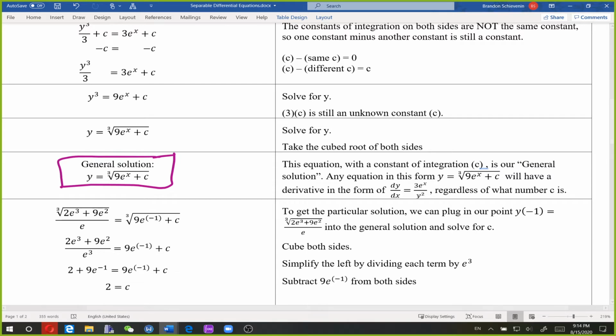So I'm going to substitute for y. Instead of y, I have our y value that we were given. And instead of x, I have our x value that we were given. X is negative 1 when y is cubed root of 2e cubed plus 9e squared over e. And then from there, we can solve for our particular c. Which constant do we want that passes through that point?